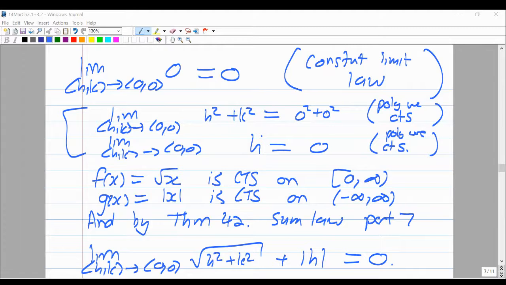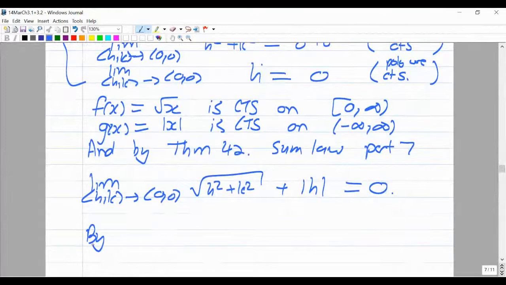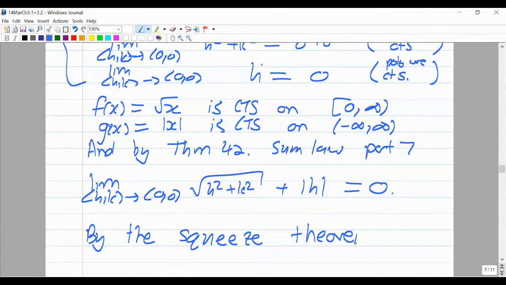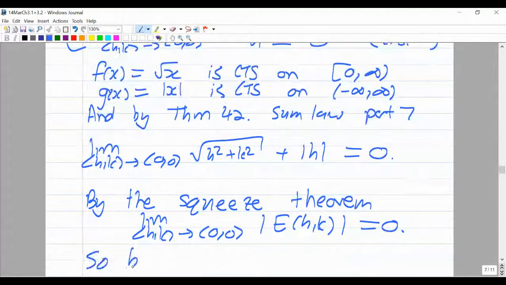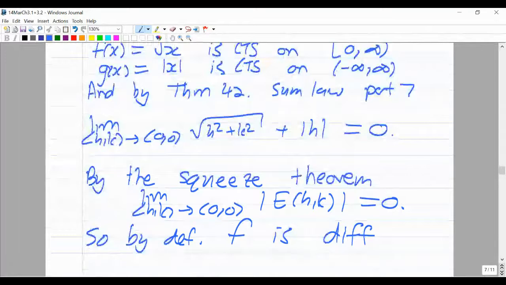Yes, Ben, that's what I'm looking for, the squeeze theorem. The crocodile lies between two functions. The limit of the bottom is 0, the limit of the top is 0. So you can now say the following. By the squeeze theorem, I want to see this reason, the limit as (h,k) approaches the origin of the absolute value of the crocodile is equal to 0. So by definition, f is differentiable. And what is the key word here? f is differentiable at the point (0,0).